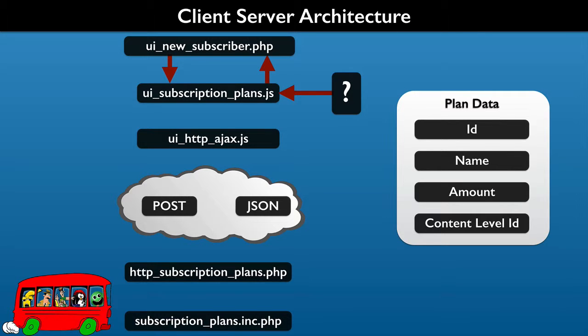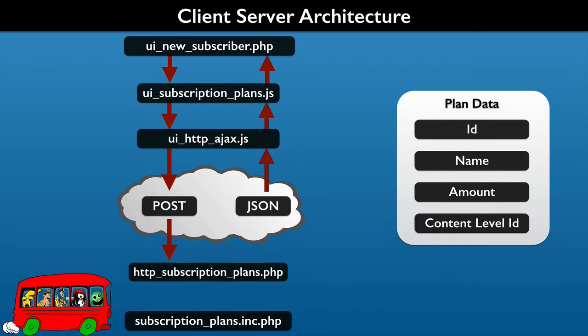To do that, we create a generic client-side network handler. It manages all server requests and responses. We will use HTTP post to send data and JSON for the response data. And then a server network script handles the request and responds with the plan data in the JSON format.